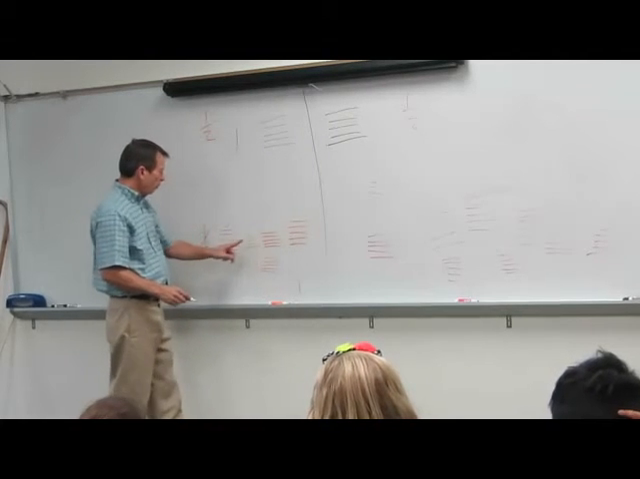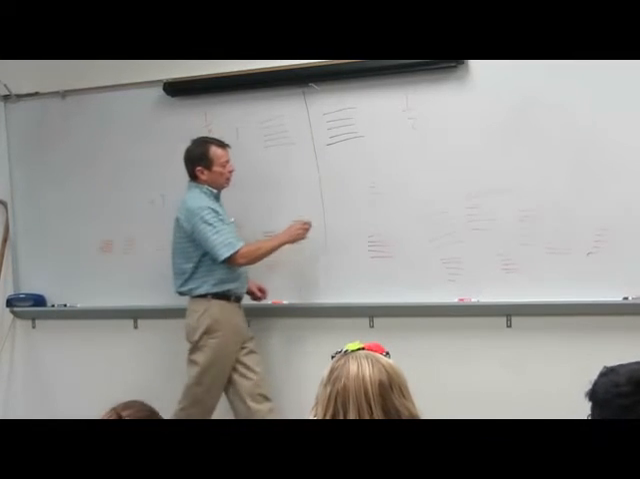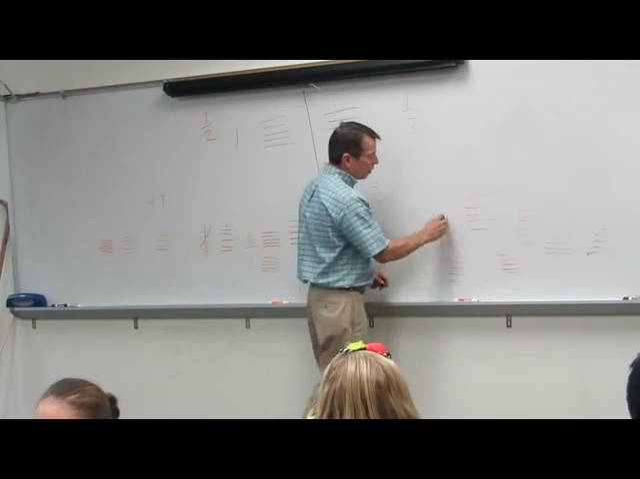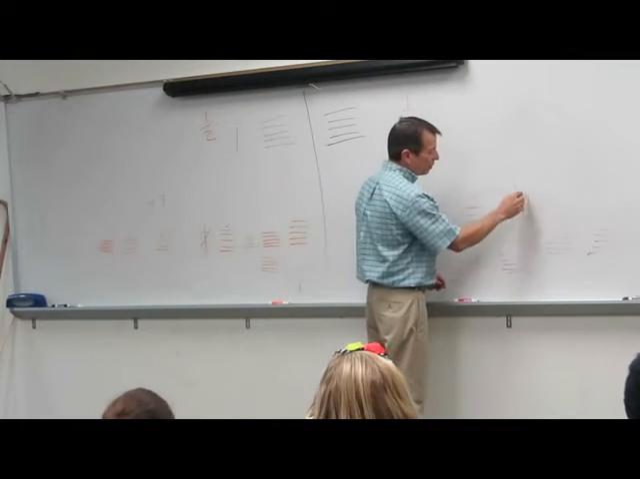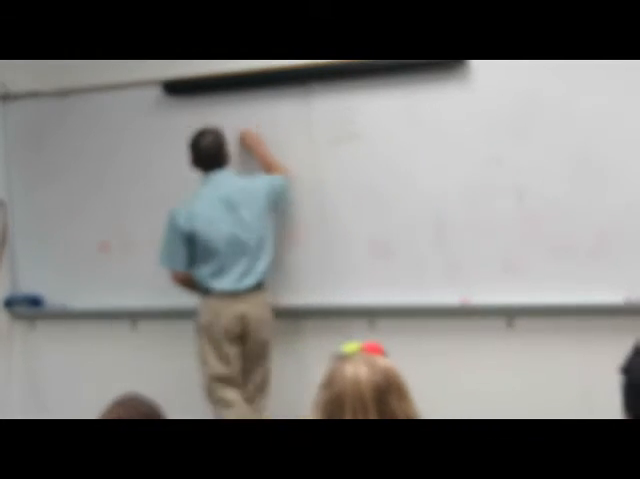Staff, 1, 2, 3, 4, 5, 6, 7, 8, 9, plus 9. Staff, staff, staff. This one was drawn backwards. That one was drawn backwards. Staff, staff, plus 8. They could have both been right. Yay.